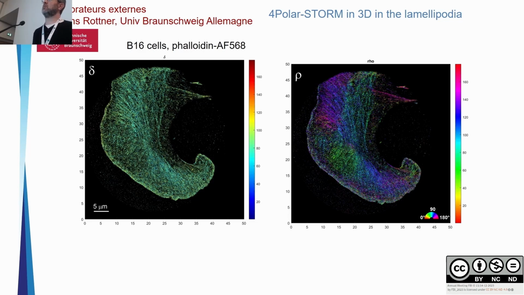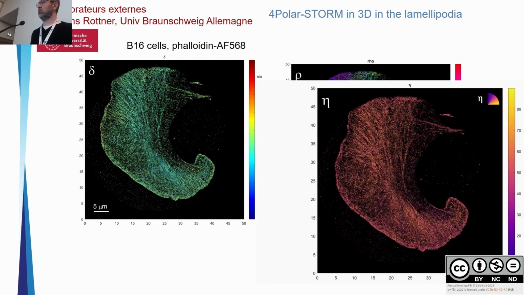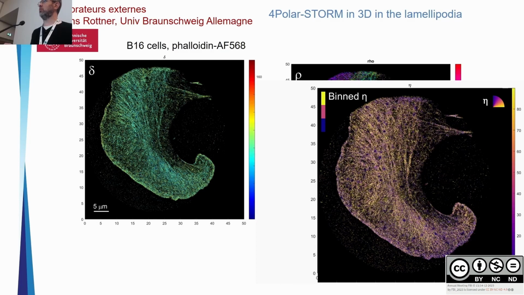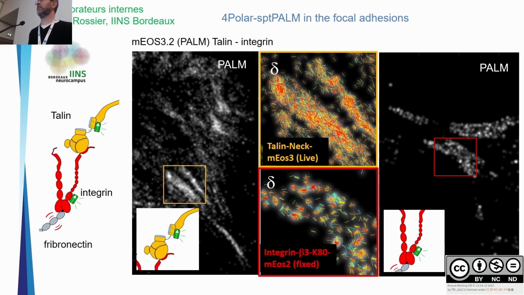And another collaboration in Germany, where they wanted to use this technique to study cells that give a very nice lamellipodia. So here is a rho angle, and if you switch to the eta angle, and if you do a cutoff, I don't know if you see it clearly, but really at the end of the lamellipodia, we begin to see higher eta angles here. So it's still work in progress, but pretty promising, and they are glad to be able to see that.